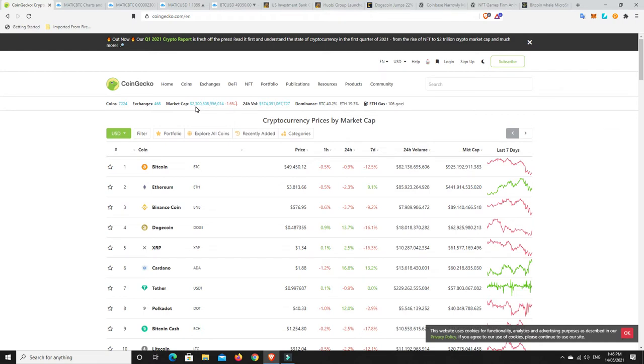All right, 2.3 trillion, so it is actually up a little bit from where it was, but it's still down 1.6%. BTC dominance almost at 40%. ETH dominance getting close to 20%, and gas prices have basically halved. That's because there's a lot of panic in the market at the moment and people are unsure, so not a lot of people doing too much in crypto at the moment.